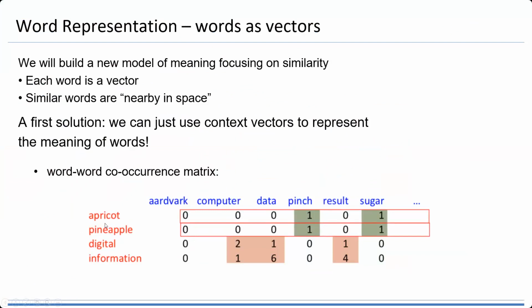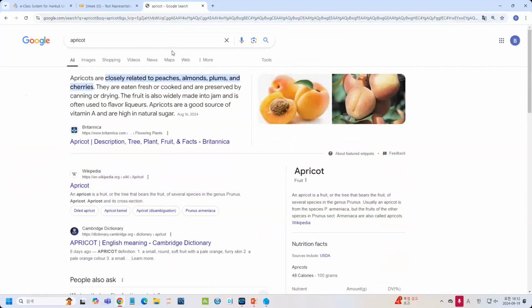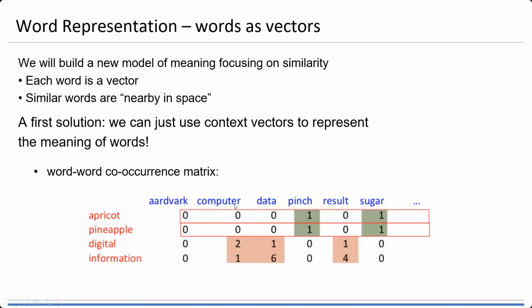Okay, I hope you know what apricot is. Apricot is a fruit. Okay, we know that for apricot there is no connection with computer, and no correlation with data. Pineapple, the same, is a fruit. So there is no word with aardvark, no word of pineapple with computer, and no word of pineapple with data. But there is a word with pinch and there is a word with sugar.